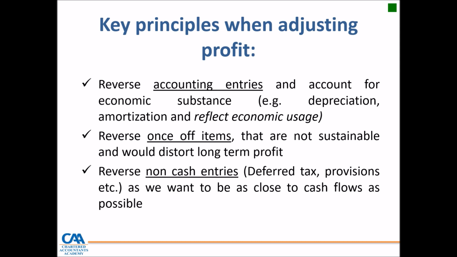For your once-off items, say you decide to sell an asset that is lying idle, that forms an example of a once-off item, and it is not sustainable as you are not going to be selling assets on a regular basis. If we include such a sale, it is going to distort our long-term profit.